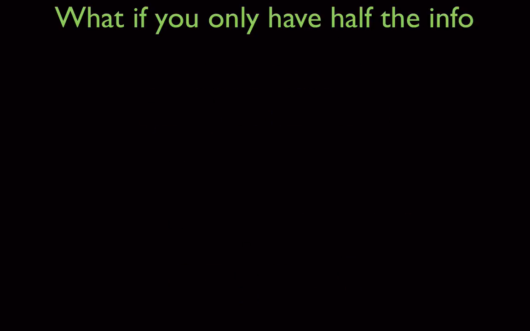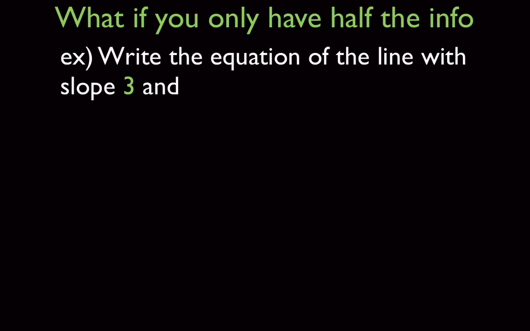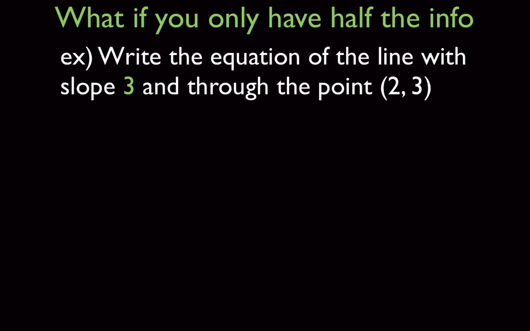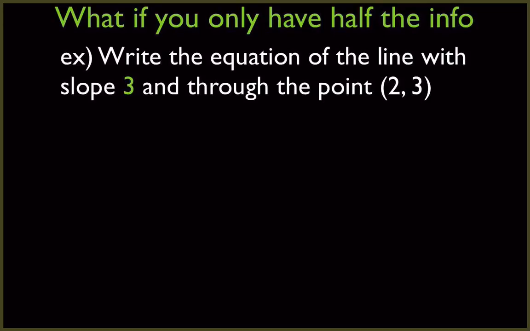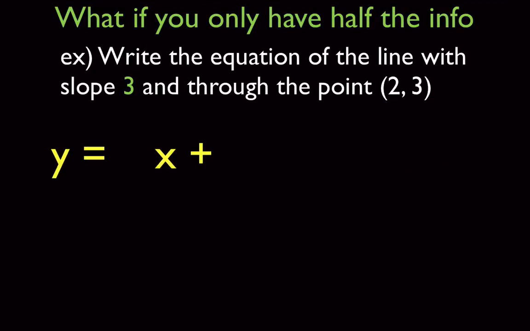So what if I only gave you half the information? Before, when I gave you slope and y-intercept, it's very easy just to plug those two into the correct spots. But what if I give you a problem like this? Write the equation of the line with slope 3 through the point (2, 3). Well, first of all, what I hope you would notice is this is not the y-intercept. The y-intercept will always have 0, something. So that's not the y-intercept. I can't just take that 2 or that 3 and put it into the spot. It doesn't make sense.